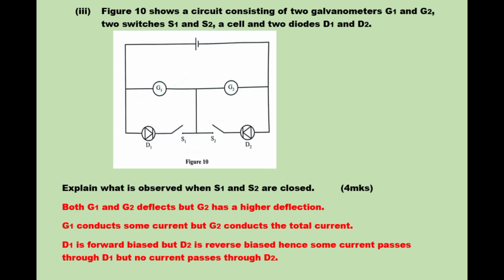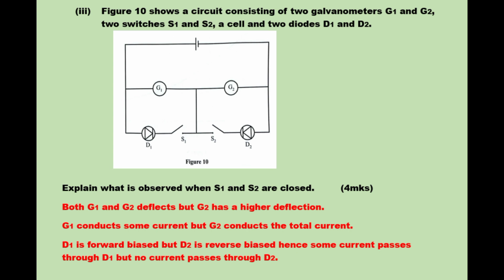So if you look at the circuit, the path of the current from positive terminal to the negative terminal, you realize that current starts from the positive terminal. There is a junction for galvanometer 1 and the diode 1. That means some current will pass through galvanometer, some current will pass through diode. Then once it passes switch 1, there's another junction there, but you realize now that there is no current that can pass through switch 2 to diode 2, because diode 2 is reverse biased.